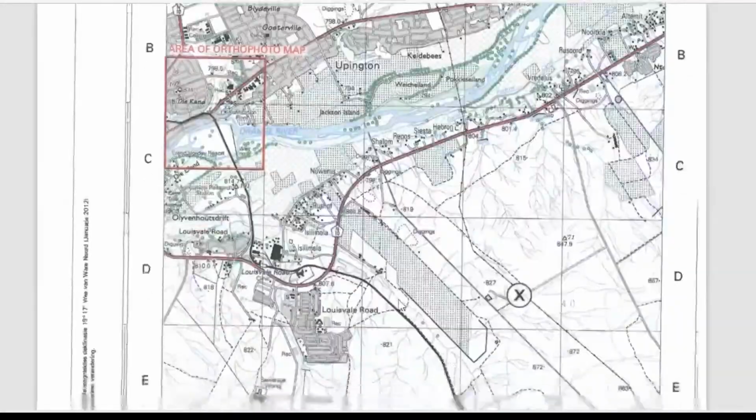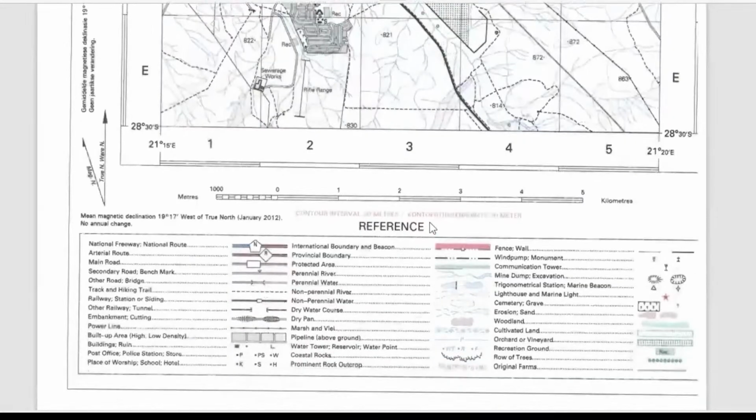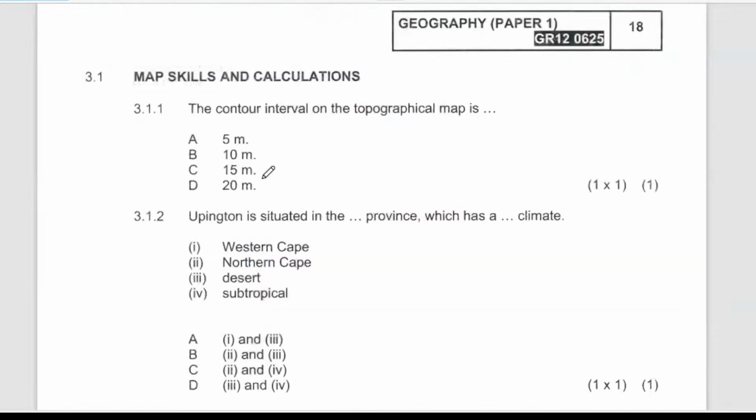The contour interval on the topographic map is indicated here. The contour interval is 20 on the topographic map. The information is provided here, with the contour interval in English and in Afrikaans. So that is information at your disposal. You must always remember the contour interval on the topographic map is 20 meters and the contour interval on the orthophoto map is 5 meters. That should be information at your fingertips as a geographer.